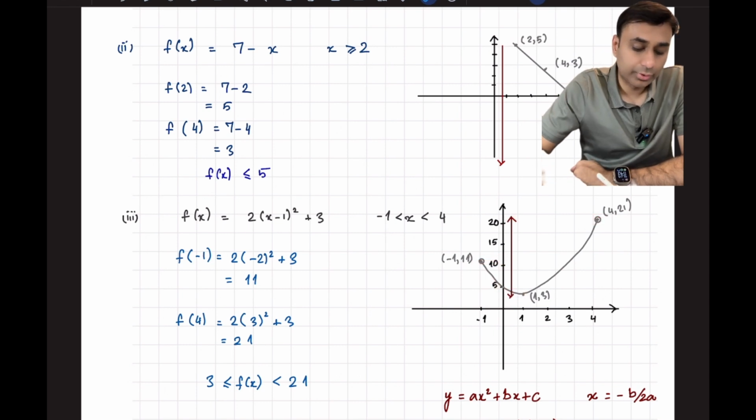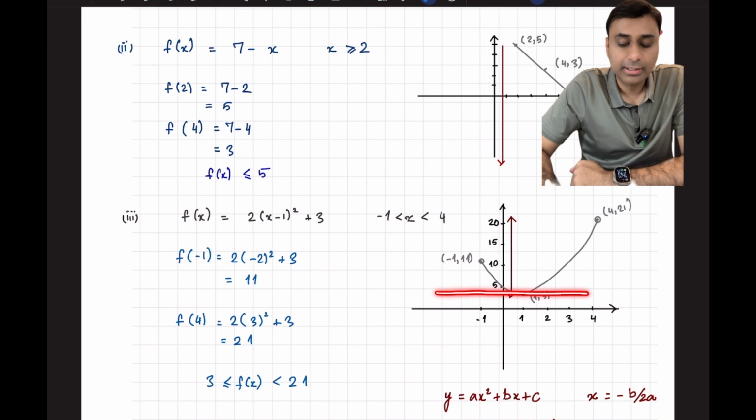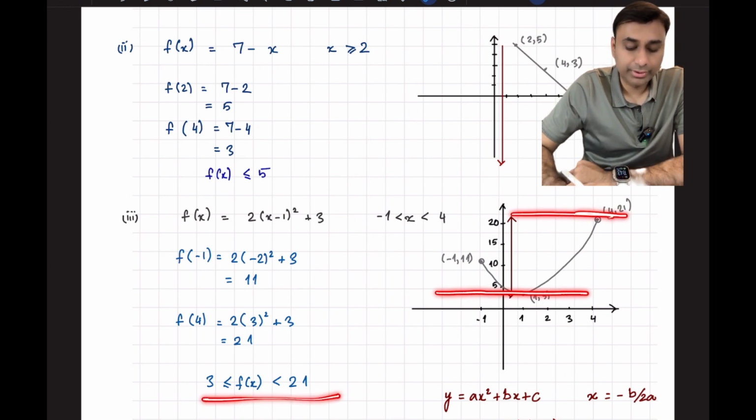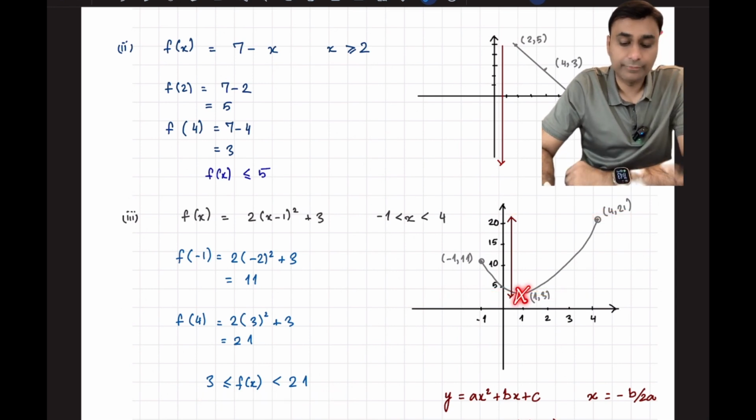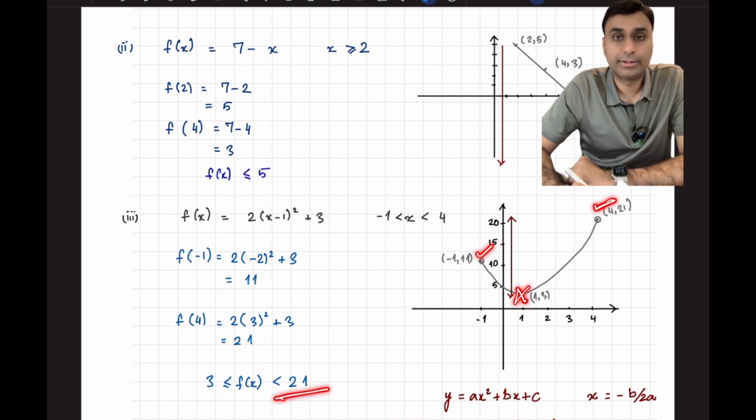So I know this is a quadratic curve, and I know that it has a turning point at (1, 3). So I can plot that turning point, and I can see that the minimum value that I'm getting is 3, and the maximum value that I'm getting is 21. So my interval is going to be 3 till 21, with 3 being inclusive because obviously this is part of the function. The boundary value is not part of the function, so 21 is excluded.